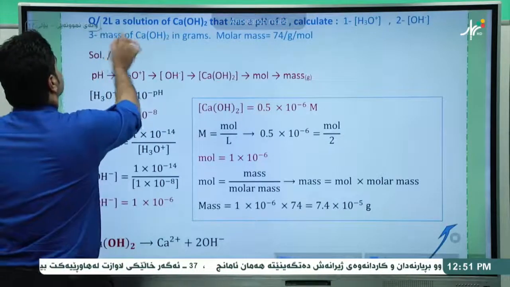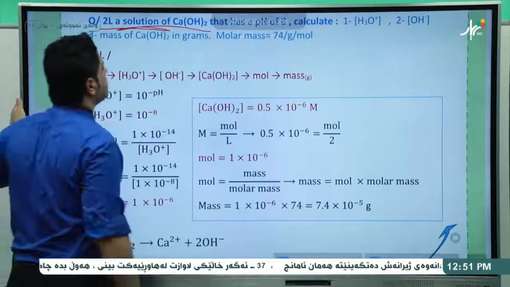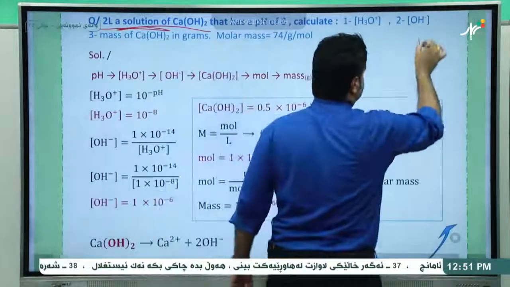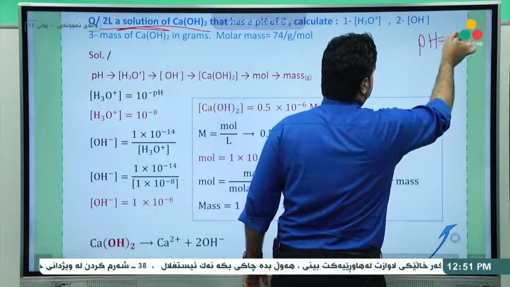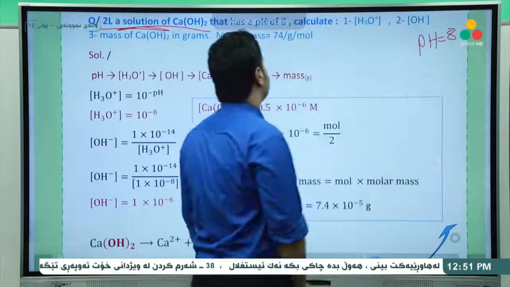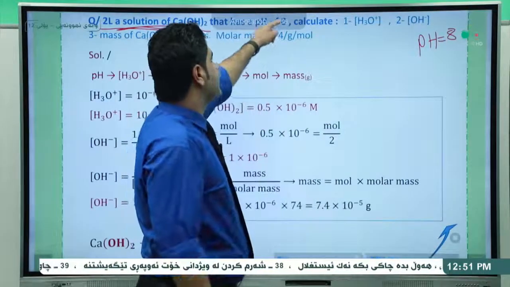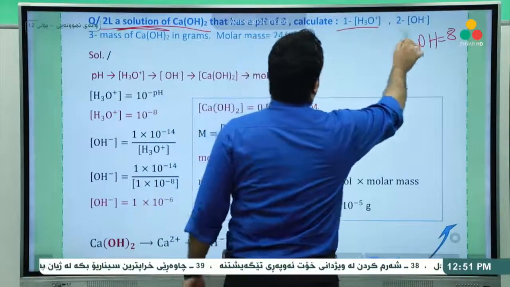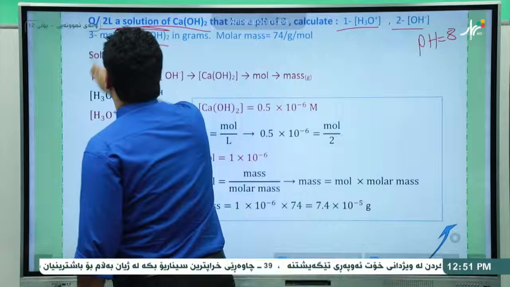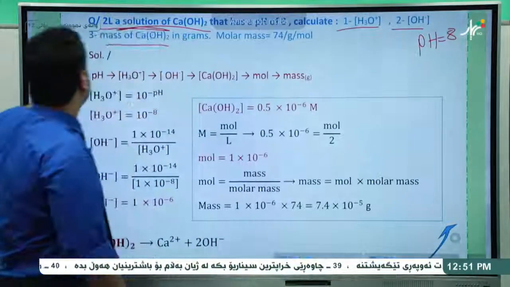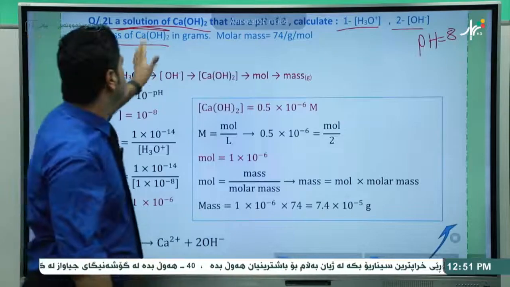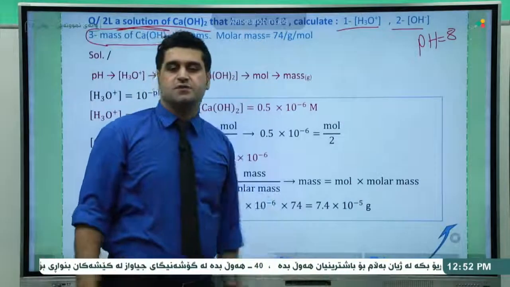2 liters of a solution of calcium hydroxide that has a pH of 8. Okay, pH is equal to 8. Calculate H3O, OH, and mass. Well, we're going to start from the unknown of number 3 because it includes the other steps also.